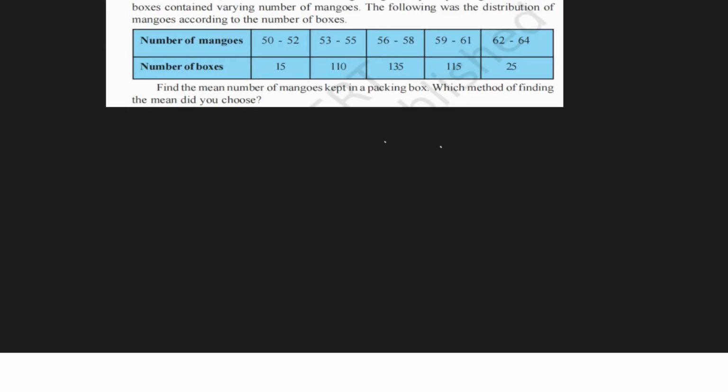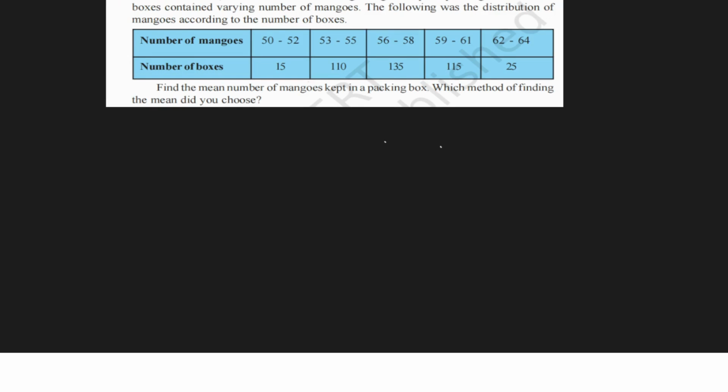Now here is the fifth question of chapter number 13, exercise 13.1. This question says, in a retail market, fruit vendors were selling mangoes kept in packing boxes. These boxes contained varying number of mangoes. The following was the distribution of mangoes according to the number of boxes. So this is the data given regarding the number of mangoes and the number of boxes.